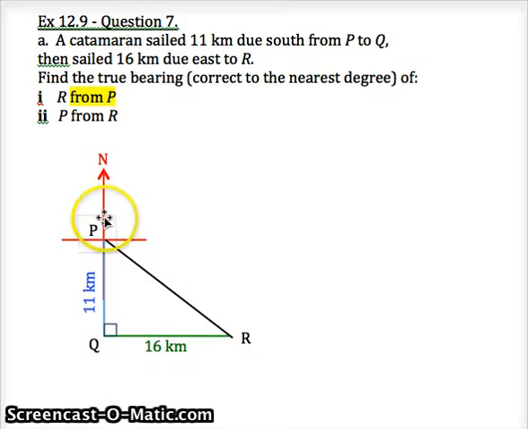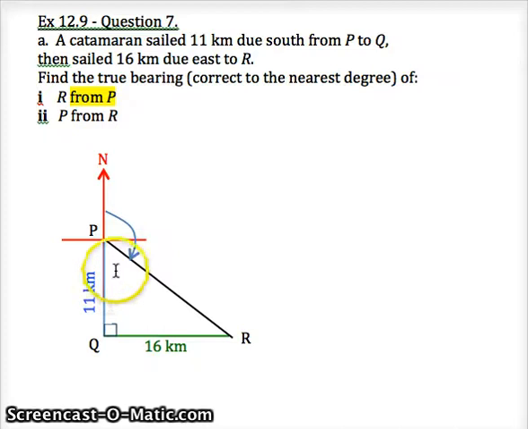So the angle that we're trying to find is this angle here. So I'll just mark that in. So I want to find this angle here. So that is the bearing or direction of R from P. Start from P, put a north sign, go clockwise until you find where R is. Now notice that this angle that we want to find is outside the triangle.